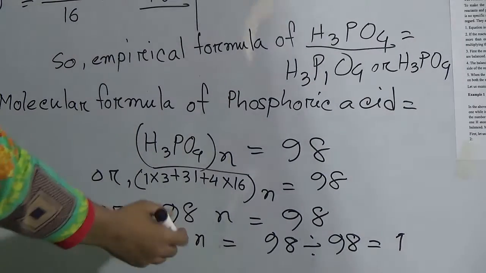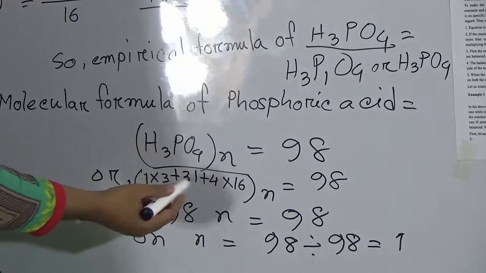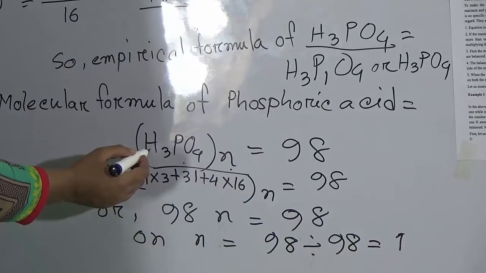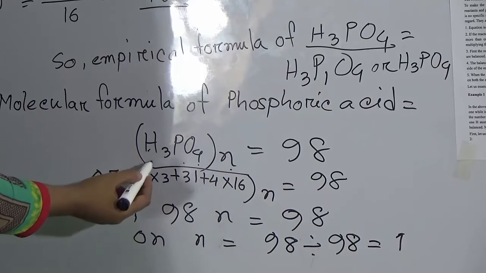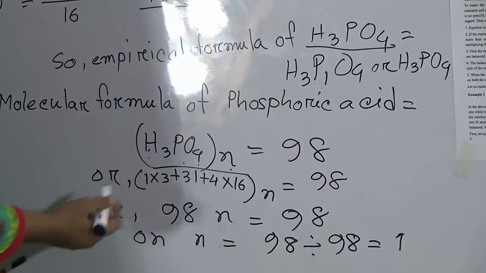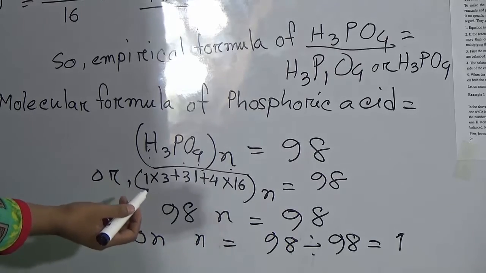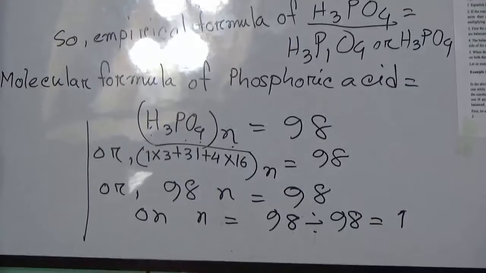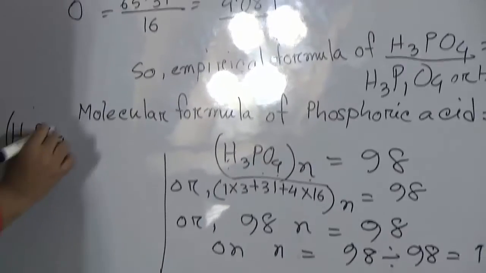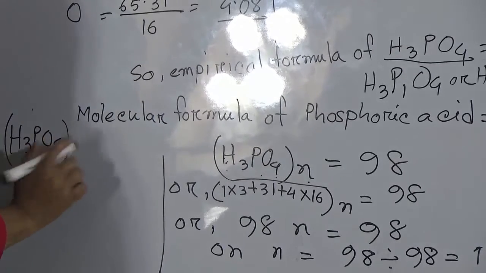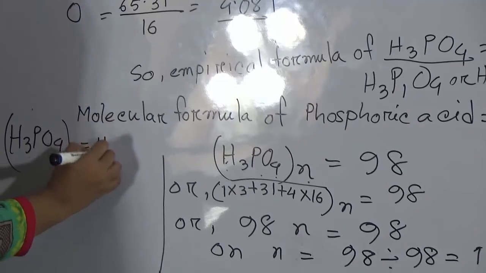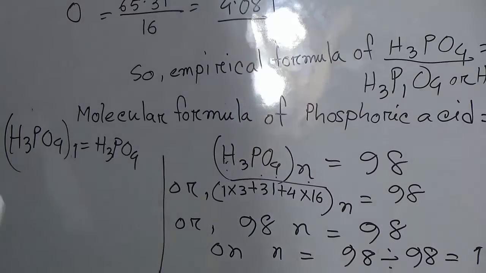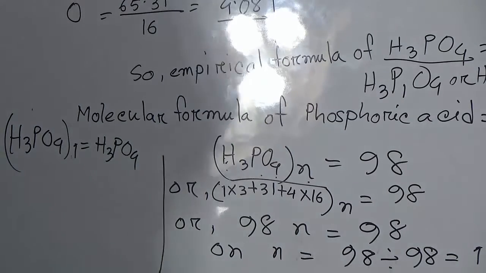Dear students, the value of N is equal to 1. If we put N as 1 in the phosphoric acid formula, we will get the same formula. That means the empirical formula of phosphoric acid and the molecular formula of phosphoric acid are the same. That is shown by this term: H3PO4 multiplied by 1 is H3PO4. That proved that the molecular formula and empirical formula of phosphoric acid are the same.